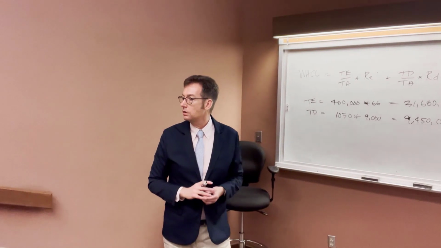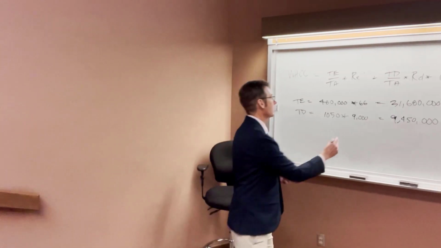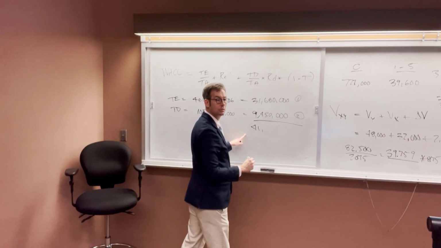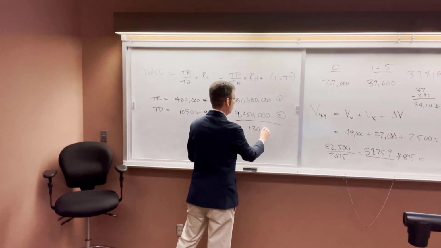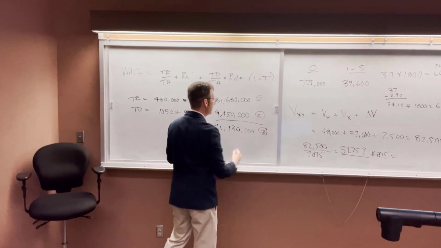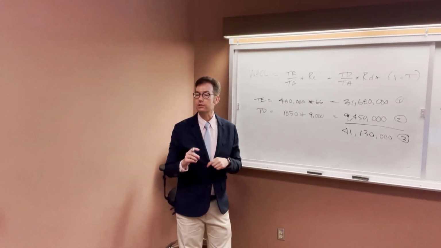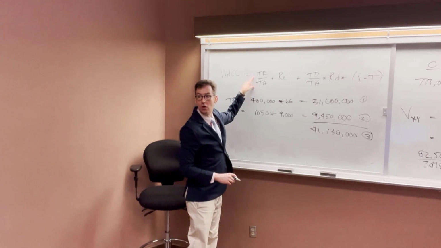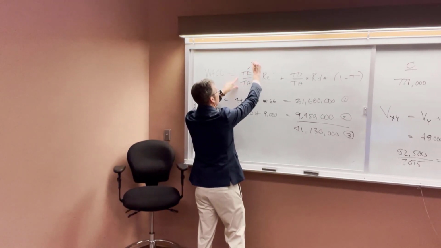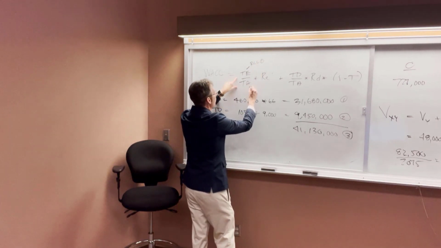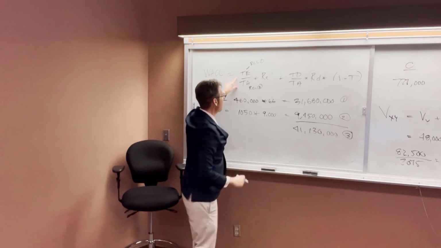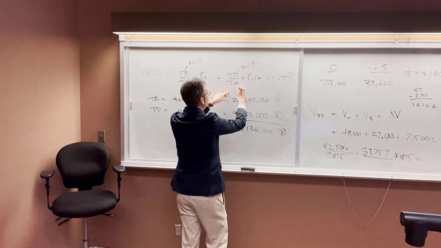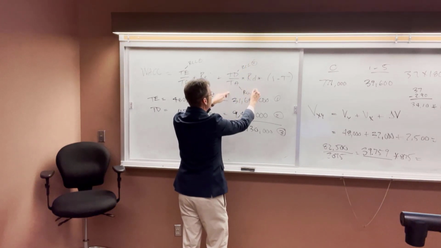How are we going to find the total assets? Add them together. What do we get? 41,130,000. I want you to store that in location 3. Now, how am I going to get this weight? Recall 1 divided by recall 3. That's how I get that one. How am I going to get this one? Recall 2 divided by recall 3.